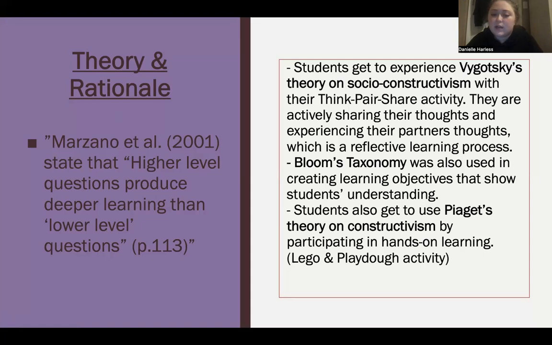And then the theories used, Bloom's taxonomy was used to create the learning objectives so that the students can show their understanding, like how we know they understand the objective. The Bloom's taxonomy was used for that. And then Vygotsky's theory on social constructivism was used with the think, pair, share when they're getting with their partners and they're teaching each other and they're experiencing their own thoughts along with their partner's thoughts. And it's sort of a reflecting process where they're getting to share their ideas and getting to hear an idea, which can make connections especially for a student that may be struggling to get that objective. They could hear their partner's explanation, and it could click in their brain.